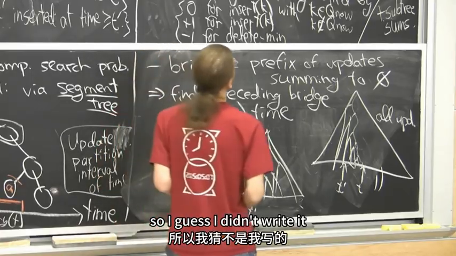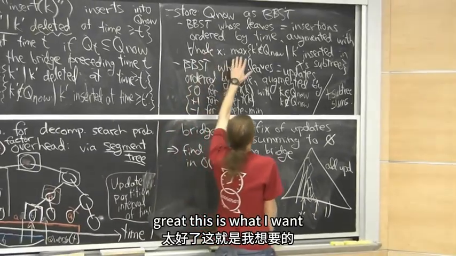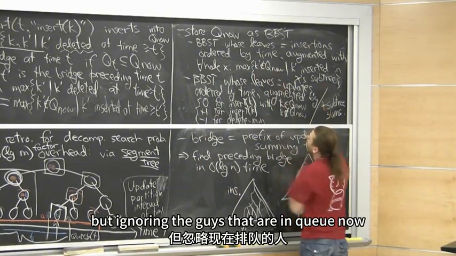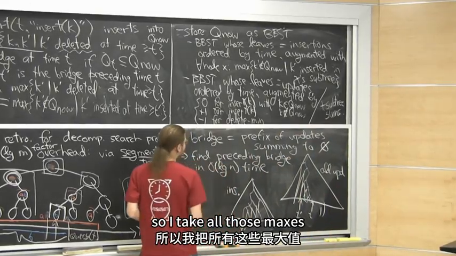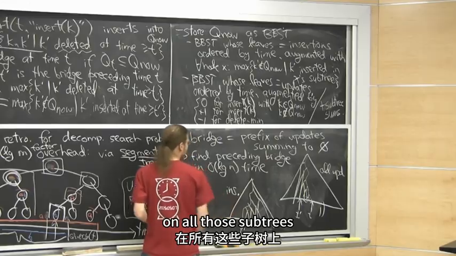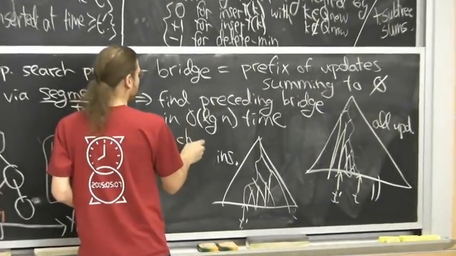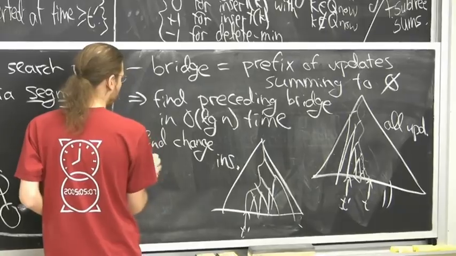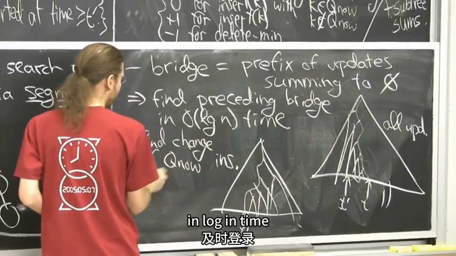So I guess I didn't write it, but I need to store subtree. Oh no, I store this. Great, this is what I want. For every subtree, I want to know the max of the things in that subtree, but ignoring the guys that are in Q now. So I take all those maxes on all those subtrees, and I can find what element gets inserted into Q now in log n time.